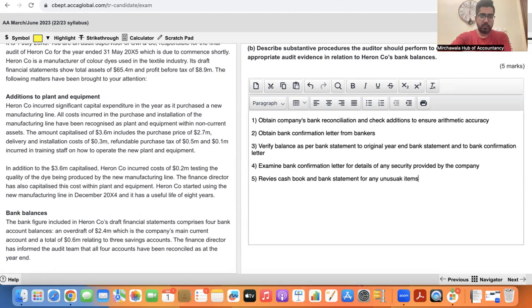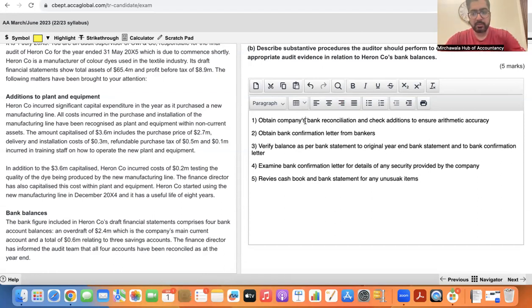Okay. Now we just need to link it to the scenario. The bank figure included in Heron's draft statement comprises 4 bank balances, overdraft of 2.4, which is company's main account, total of 0.6 million relating to 3 savings accounts. Finance director has informed the audit team all 4 accounts have been reconciled. Okay, so just mention regarding the scenario.